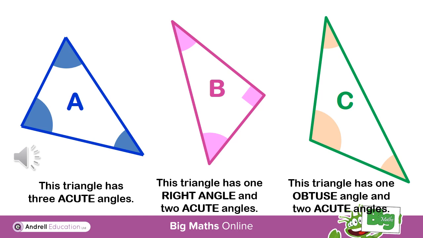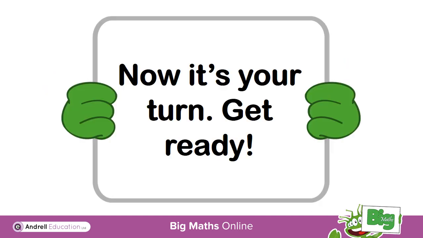So in triangle A, all the interior angles are acute angles. This means they're less than 90 degrees, less than a right angle. If we look at triangle B, we can see that it has one right angle, that's shown by the square in the corner, and it has two acute angles. Triangle C has one obtuse angle, so it is slightly bigger than 90 degrees, and two acute angles.